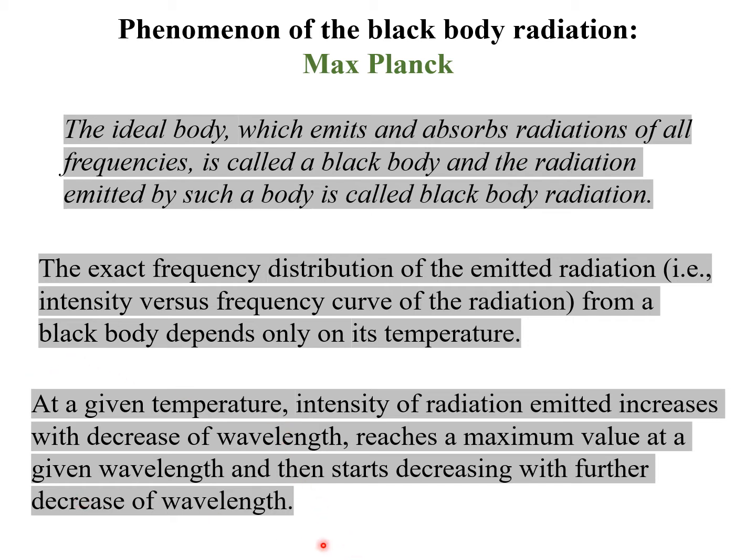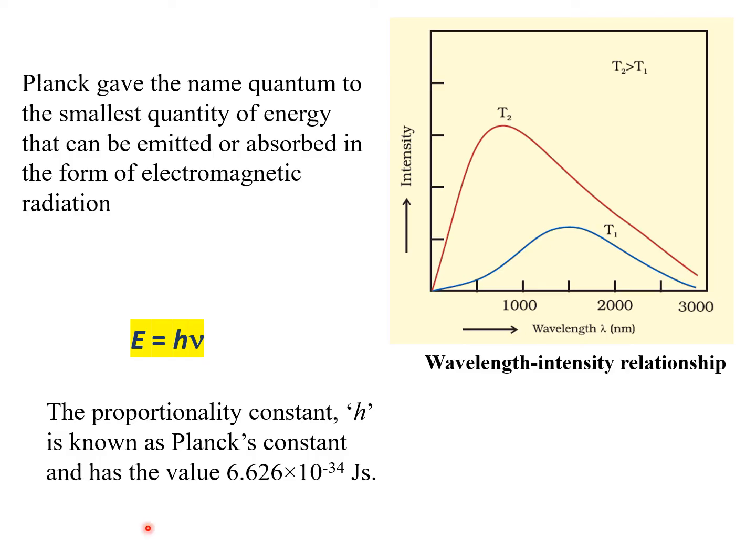This particular experiment could not be explained by the wave nature of the radiation. Max Planck explained this experiment by the particle nature of the radiation, which we will be studying in the next slide. So this is the curve for the wavelength intensity relationship. Here it can be seen that for a given temperature, considering T2 greater than T1, it is very evident that when the temperature is higher, the intensity of radiation will be higher as well.